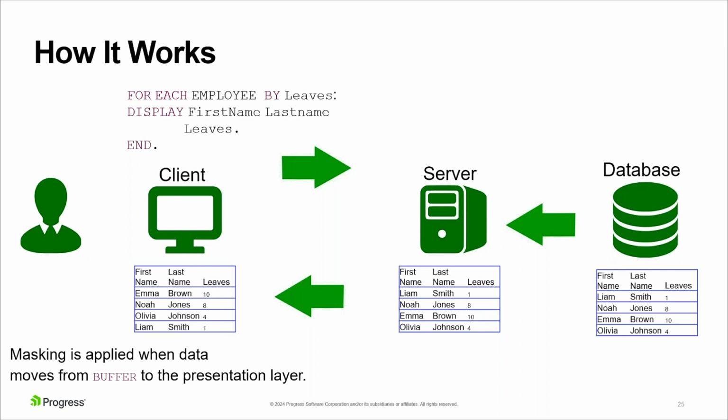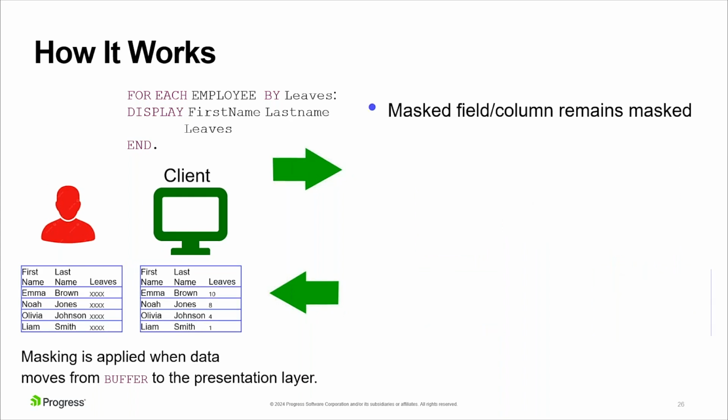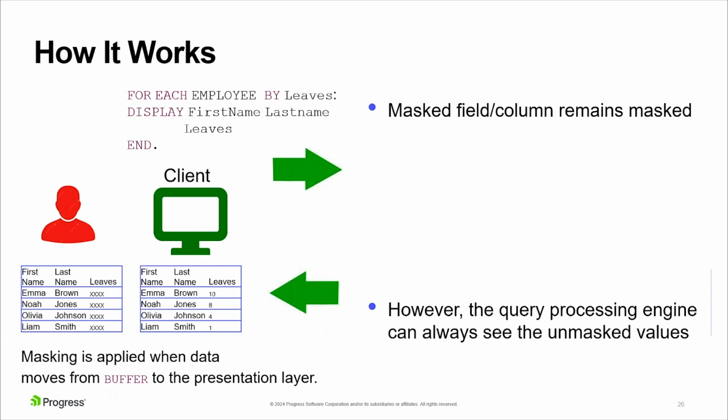So here, when the data moves from the buffer to the presentation layer, the mask will be applied. If your user is an unauthorized user, then the DISPLAY statement will display the masked data to this user. Next, we'll see what other places the masking will be applied. As we saw in our example, the query processing engine needs to sort that data, so the query processing engine will always see the unmasked values.